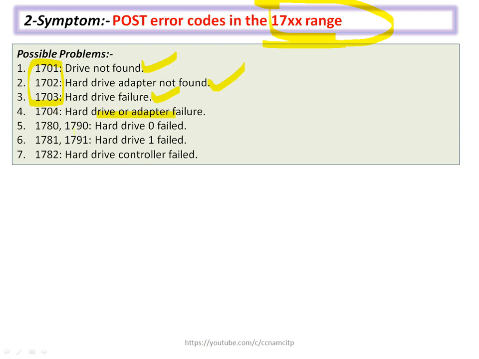Now if we talk about 1780, 1790, hard drive 0 failed. In this condition drive 0 has failed. Now it is like 1781, 1791, hard drive 1 failed. If it is 1772, 1782, hard drive controller failed. So these are the symptoms, and you will get all of these at the time of POST only.